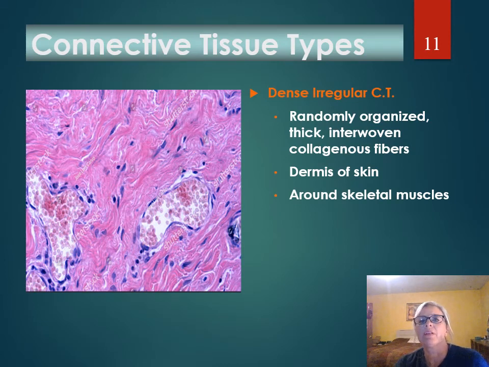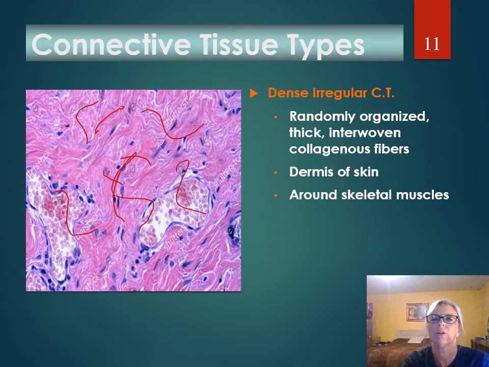Dense irregular connective tissue is thicker and a lot more randomly organized. You can see the pattern of this is just very random here. Look at the squiggly lines. They just kind of go all different directions. And this is important, okay?